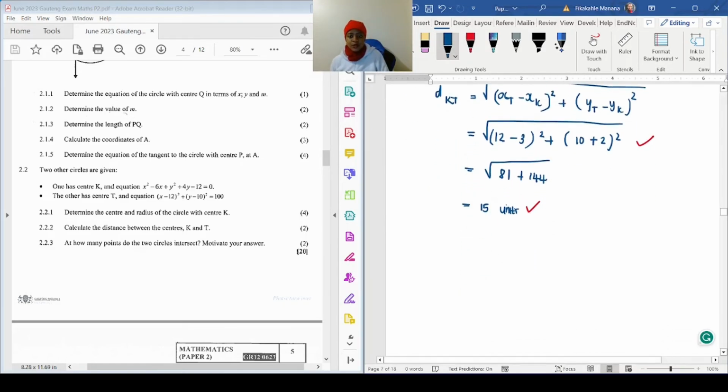And then 2.2.3. At how many points do the two circles intersect? Motivate your answer. This is the application part of circles that I have forgotten. Yes, there's a way of testing if circles intersect at one point, and I covered it in the video for circles. So I'm going to have a look at it now and come back.